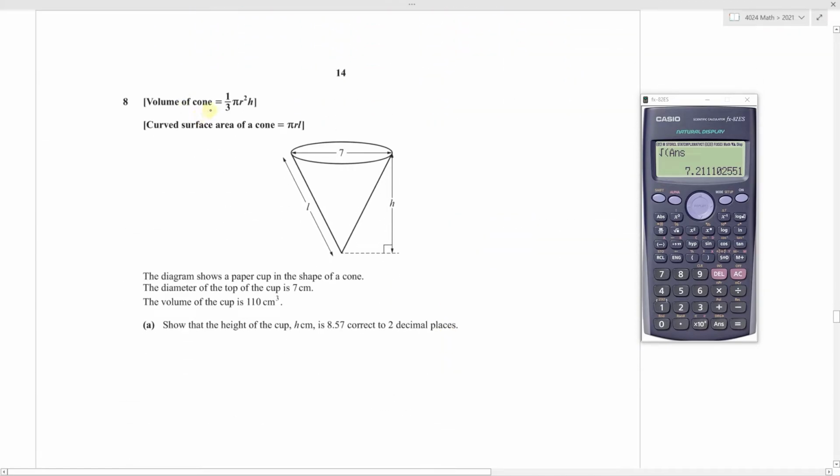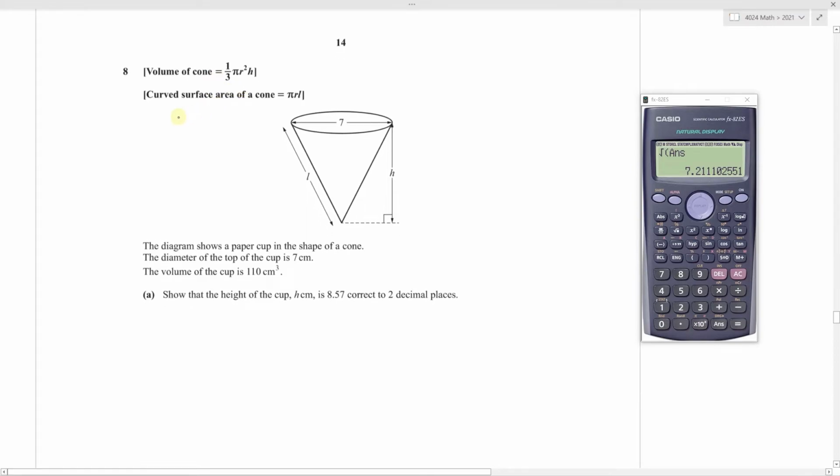Question number 8. You're given the volume of a cone and the curved surface area formula. The diagram shows a paper cup in the shape of a cone. The diameter is 7, the volume is 110. Show that the height h, this height, is 8.57, correct to 2 decimal places.